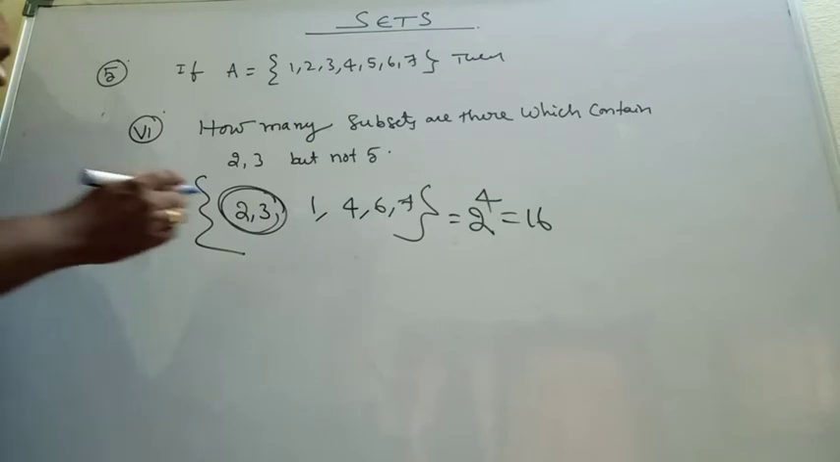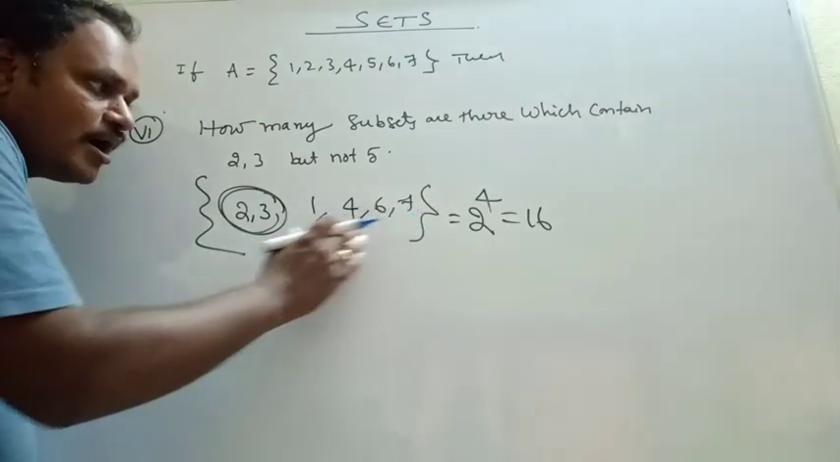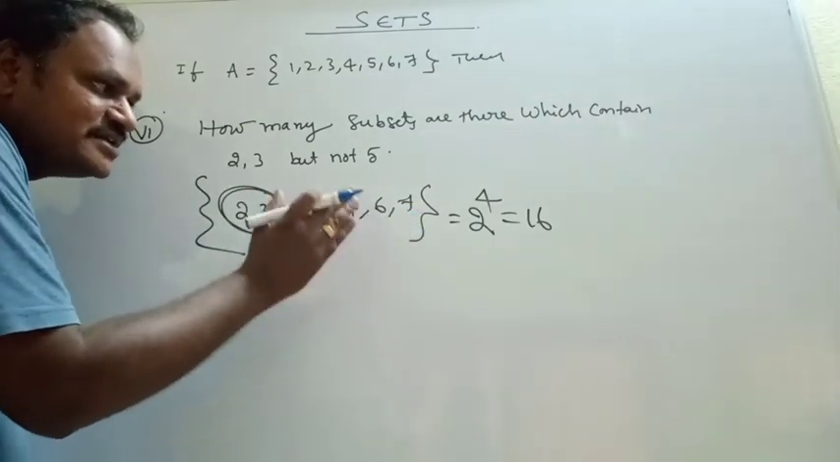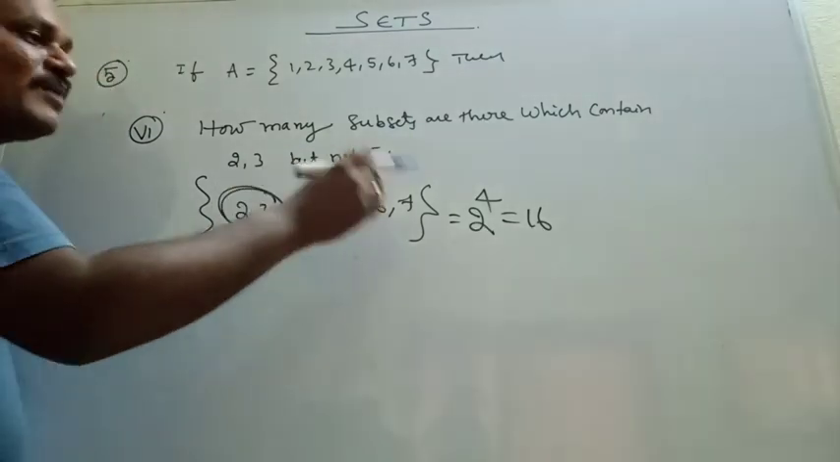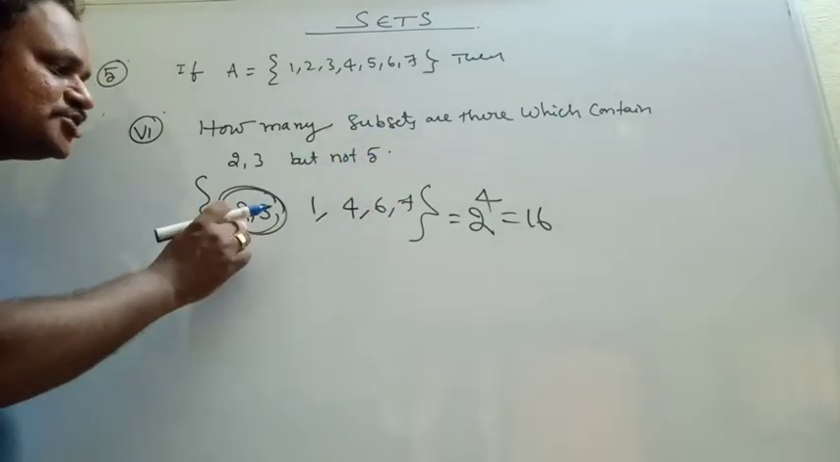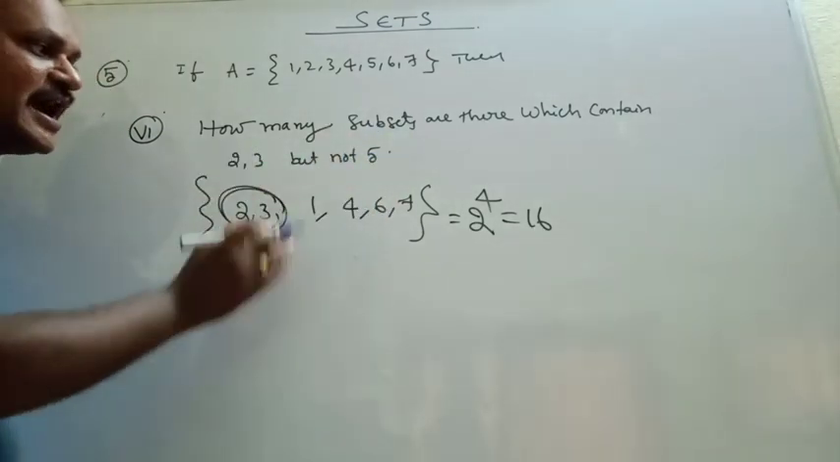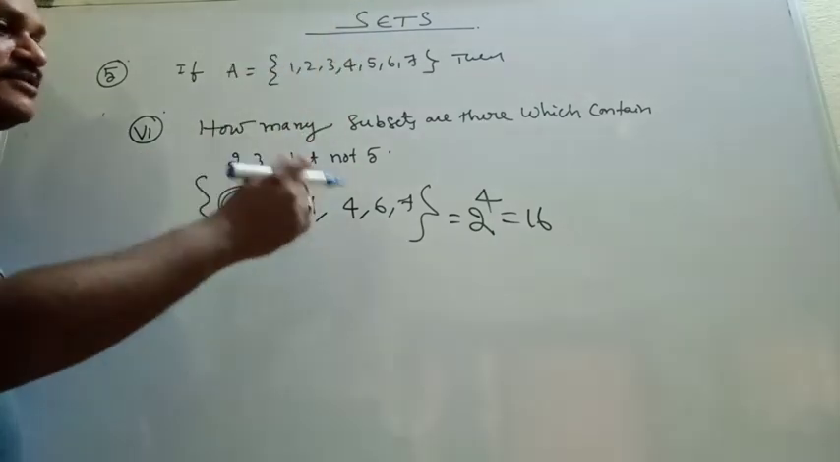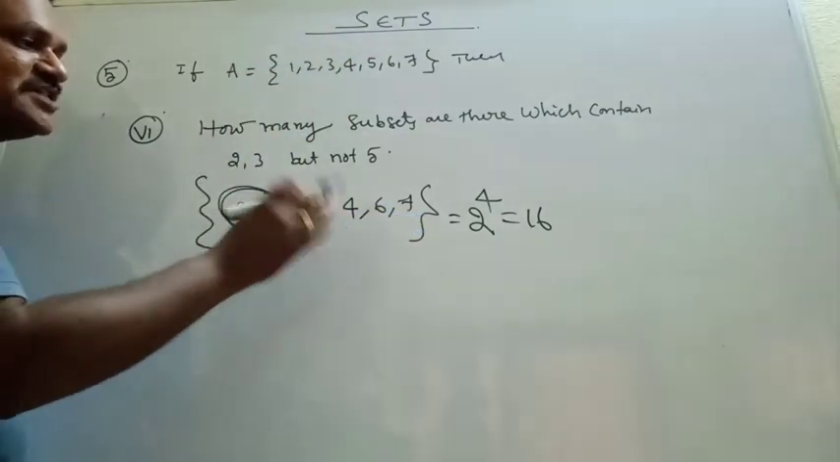I am repeating: if you form all different possible subsets with these, my dear students, 2 power 4 will be formed. For that you attach 2, 3 to everything and you remove 5. Then you have only these 4 elements, and you are attaching 2, 3.